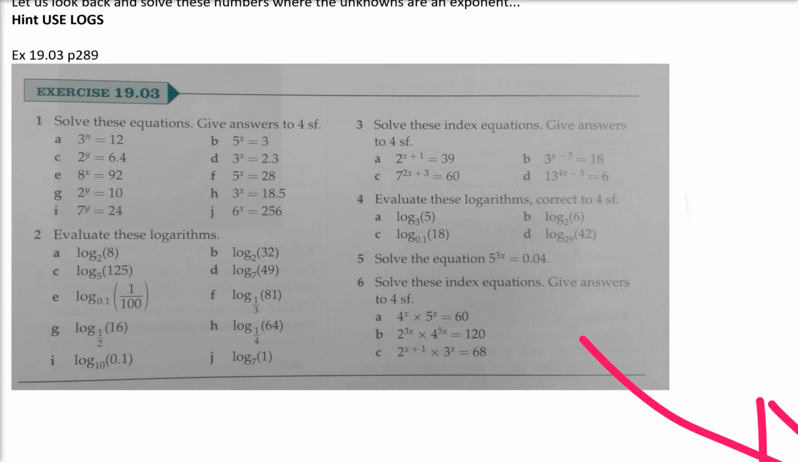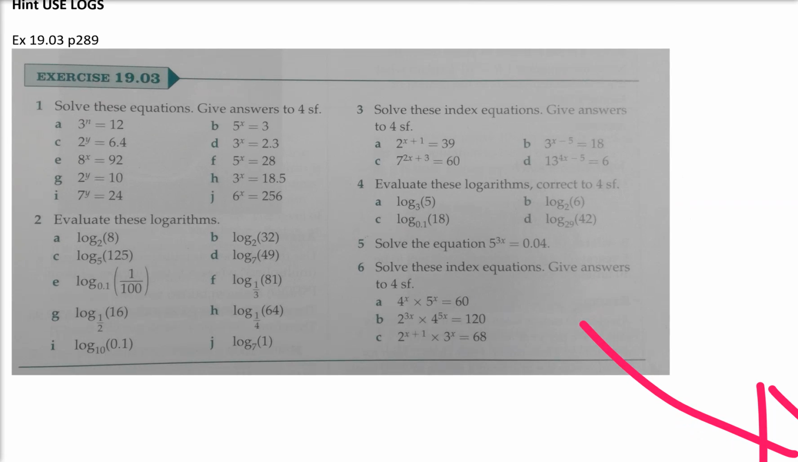So if I give you these questions here, which are on page 289, how would you do question 2? How would you evaluate those logs there? How would you evaluate the log of base 2 of 8? Or more importantly down here, how would you do the log of base 7, 1? Log of 1, base 7. How would you do that in your calculator? It would be the log of 1 divided by the log of 7.